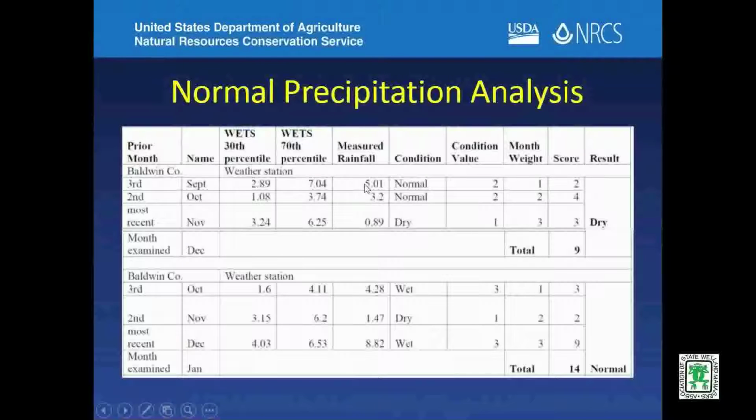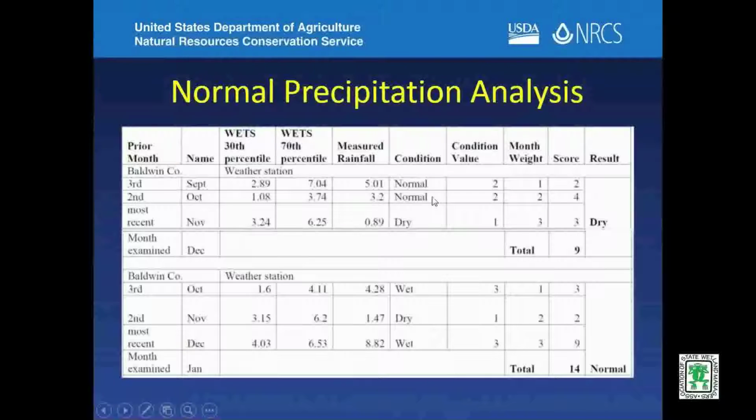The measured rainfall on site was 5.01, so that's in between the 30th and 70th, so that was a normal condition. October, once again, you got 1.08, 3.74, and it was 3.2, so it's normal. But then in November, it was 3.24 for 30th percentile, 6.25 for 70th percentile, and the measured rainfall was 0.89, so it was a dry year.